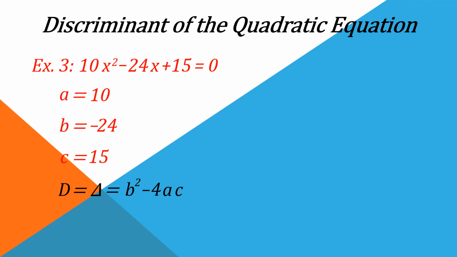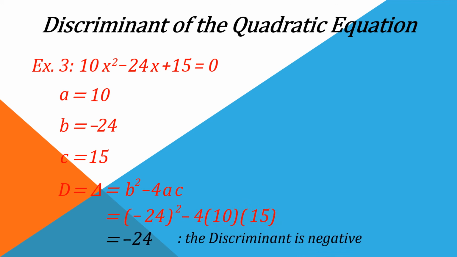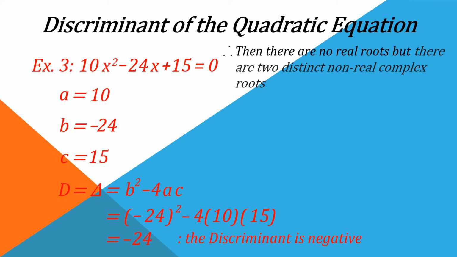Again, substitute the values of a, b, c to the equation. We have quantity negative 24 squared minus 4 multiplied by 10 multiplied by 15, and it is simply equal to negative 24. The discriminant is negative, then there are no real roots, but there are two distinct non-real complex roots.